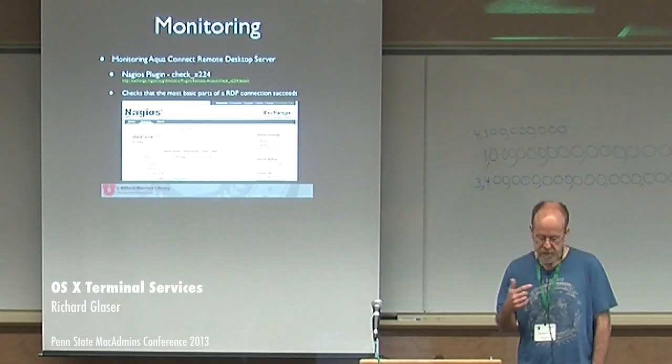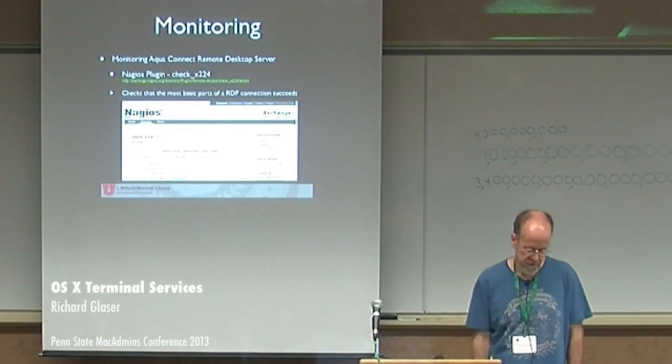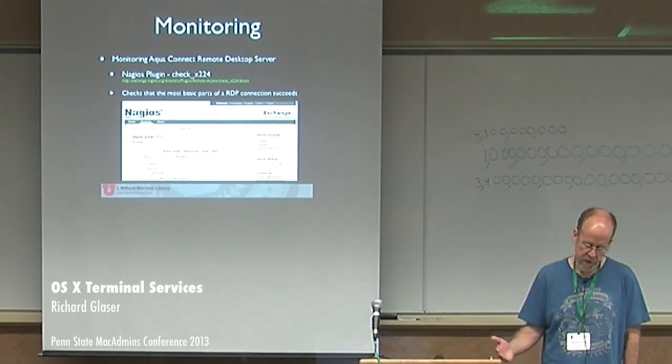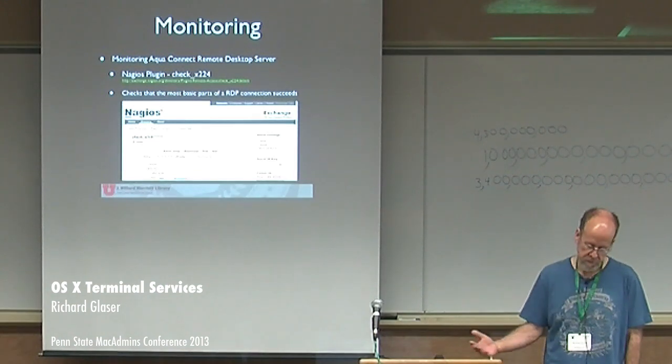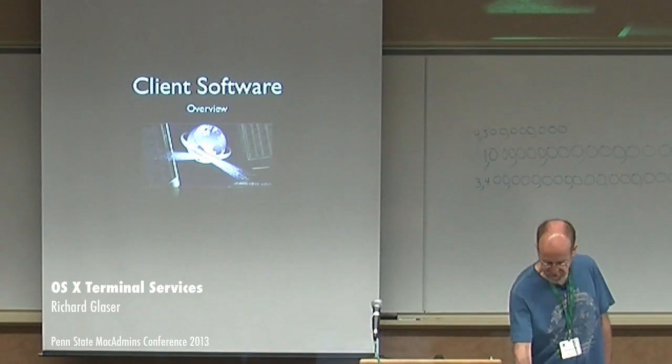If you want to use remote network monitoring software like Nagios, we use AirMapper. There's a Nagios plugin called CheckXTP4 that allows you to check RDP connections and make sure your terminal server is properly serving those up.